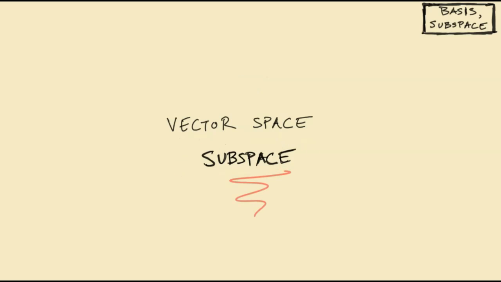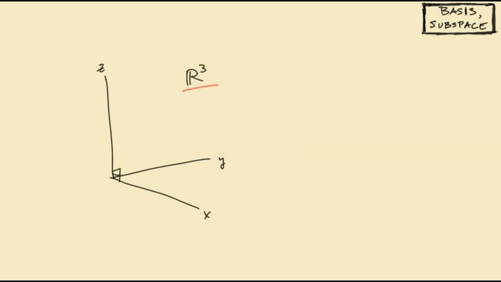A subspace is like a self-contained little world within a vector space, and it's a world in which we can do linear algebra. It is itself a vector space, and it may have its own subspaces. Let me lead you closer to the concept with some examples. R3, or three-dimensional Euclidean space, is surely our most familiar vector space because we live in three-dimensional space. R3 has lots of subspaces.